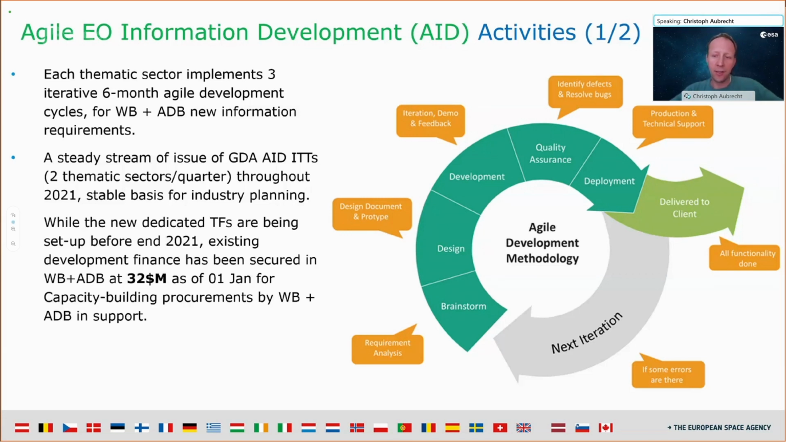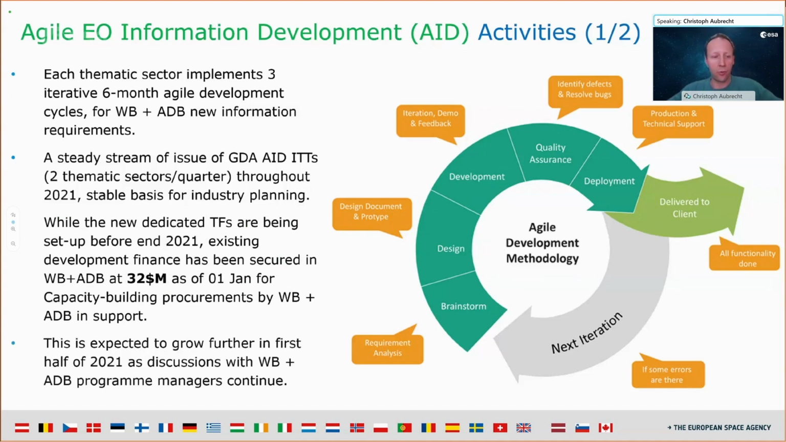So while I mentioned the component of the banks in terms of the development finance, I mentioned dedicated new trust funds being set up, and there's fundraising ongoing for that, and this will still continue throughout 2021. We have already secured existing development finance from other programs and initiatives for more than $30 million as of early this year. And these resources are dedicated to complement GDA technical developments through associated capacity building activities. But it's important to understand that the procurements will be handled by the respective institutions. So GDA obviously is procured through ESA, and those capacity building activities will be procured through the banks. But there's a jointly agreed work program. So there's a constant exchange and coordination on what is being done.